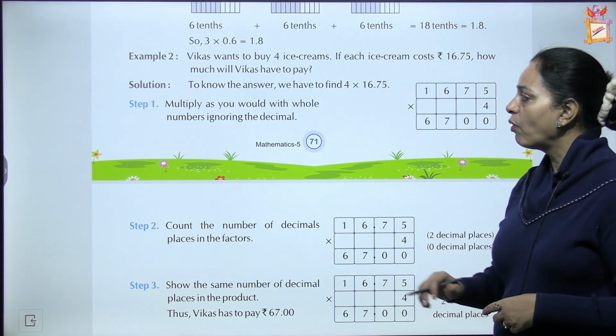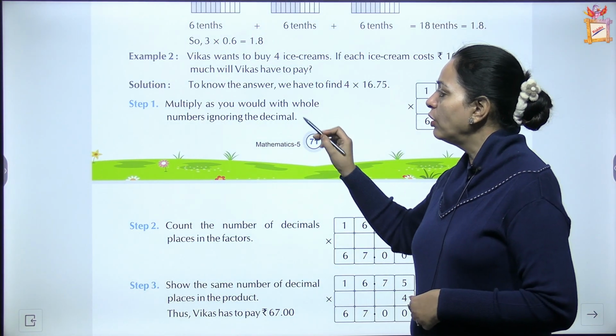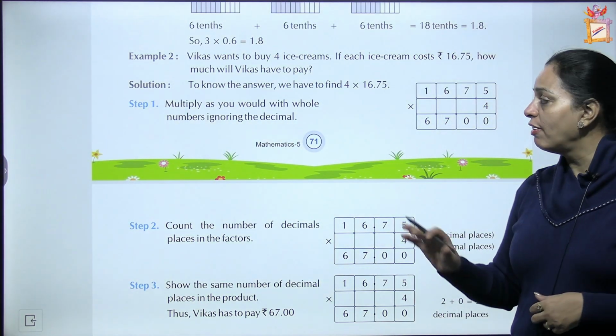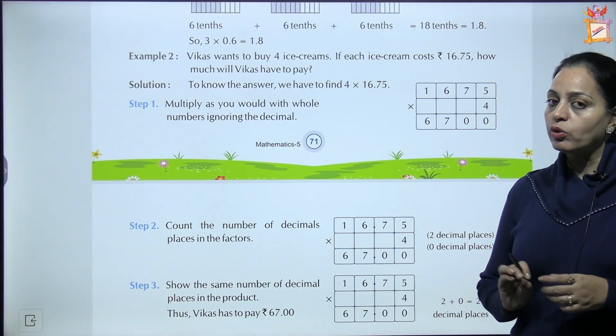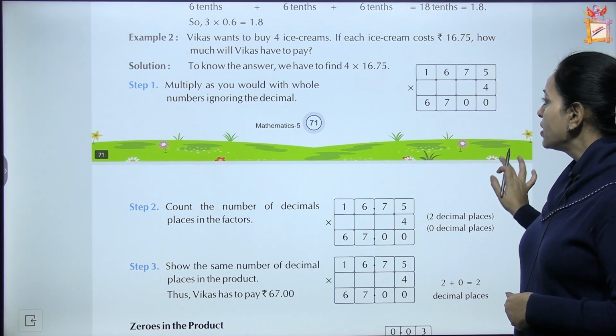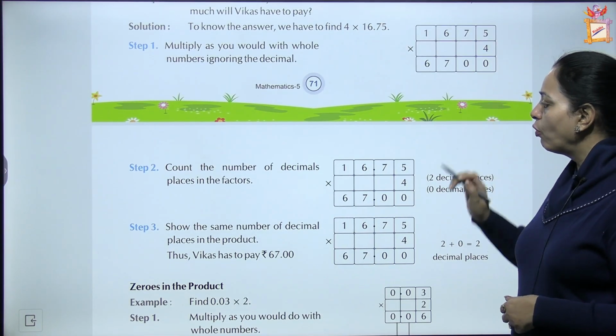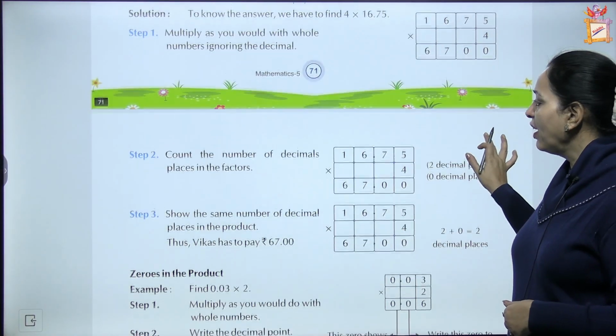So what is step 1? Multiply as you would with whole numbers, ignoring the decimal. First multiply without the decimal point. So 1675 multiplied by 4, this is 6700.